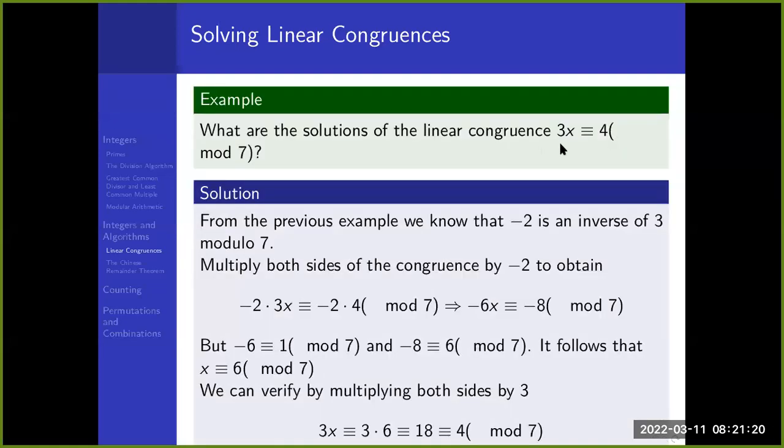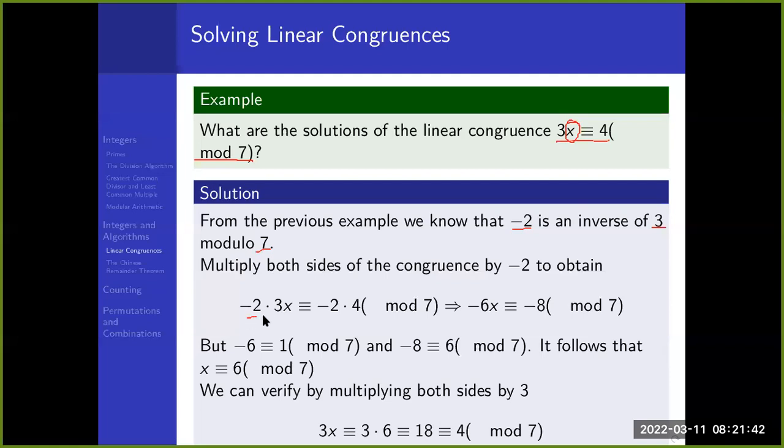So we need to find the solutions to this congruence. We have 3x is congruent to 4 modulo 7. So we know 3, we know 4, we know 7. What we don't know is x. So how do we find the x? Previously, in the example last time, we saw that -2 is the inverse of 3 modulo 7.